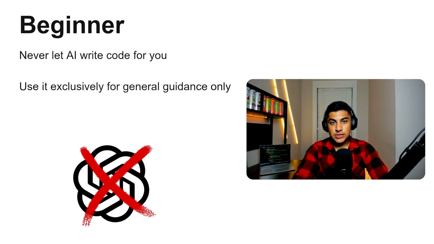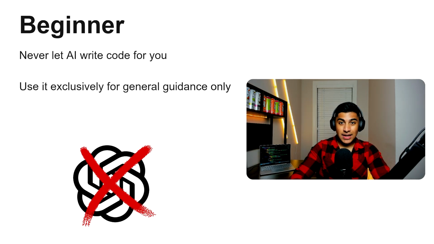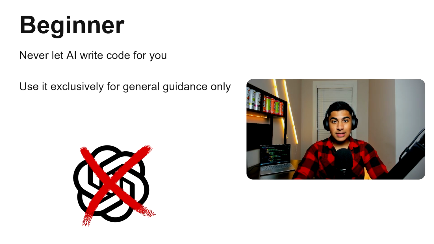Alright, for the first stage we have a beginner, which is complete newbie to coding. You have no skill level or very little. You should not use AI at all. Using AI at this stage is going to screw up your learning. It's going to mess up the foundation for your skills in development and coding. At this stage, you just want to learn the hard way and struggle.